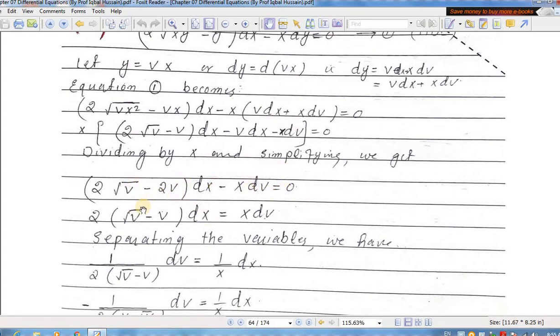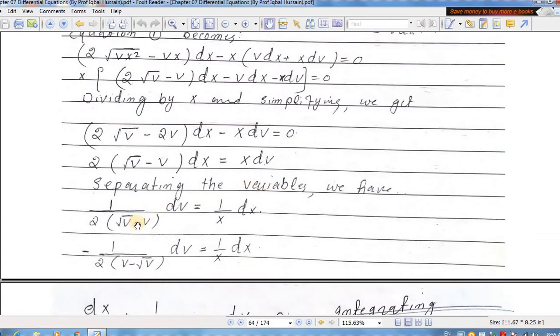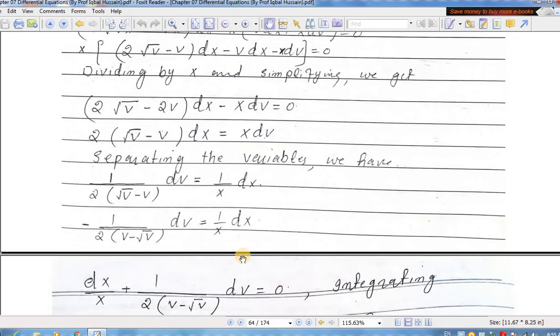Making some calculation, this term will be transposed to the other side, separating the variables. So here we see the variables have been separated, and making some arrangement, here we get 1 over 2. Here we will take negative sign common, so we will get v minus v under root, and the common minus will be here, and here we will get 1 over x dx.